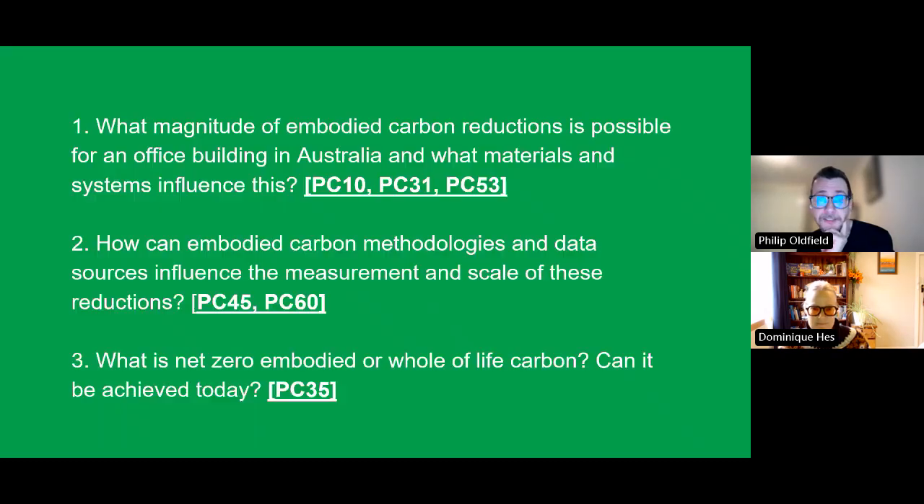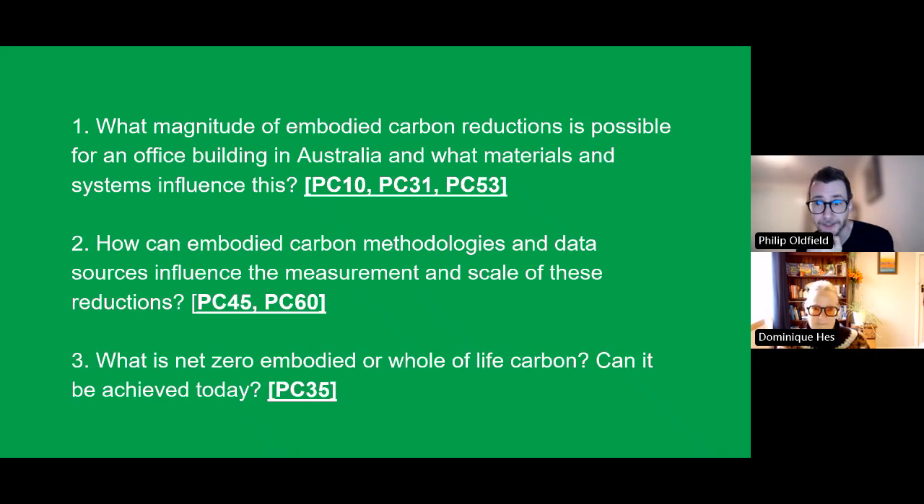Next slide, please. So we asked 3 questions. 1, what magnitude of embodied carbon reductions are possible for an office building? This was an office in Australia, and what materials and systems can influence this? And I've written down the PCs from the NSCA that these refer to as well, just to kind of guide our conversations later. Secondly, how can different methodologies and data sources influence this? So where do we get our data from, and what's the impact of that on the outcome? And finally, what is net zero embodied or whole of life carbon, and can it be achieved?